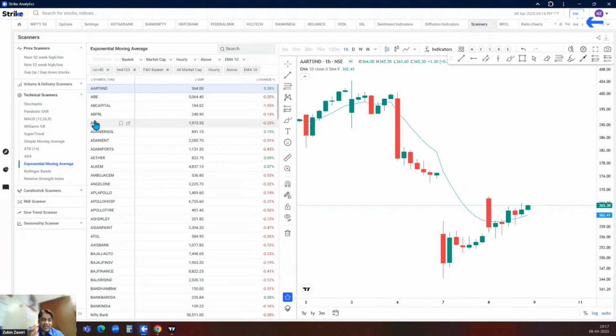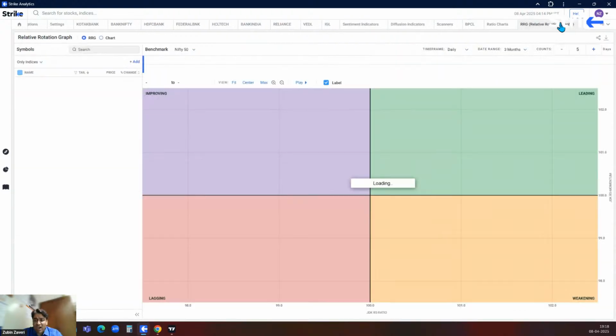And my plan, while doing this particular webinar, has been made. Tomorrow my focus will remain on public sector bank, PSU bank. And how to confirm that, we have various things. We also have RRGs.